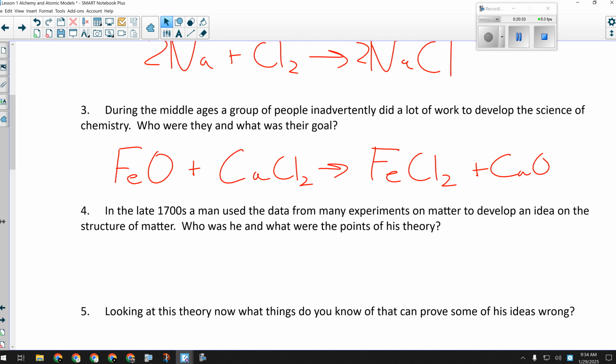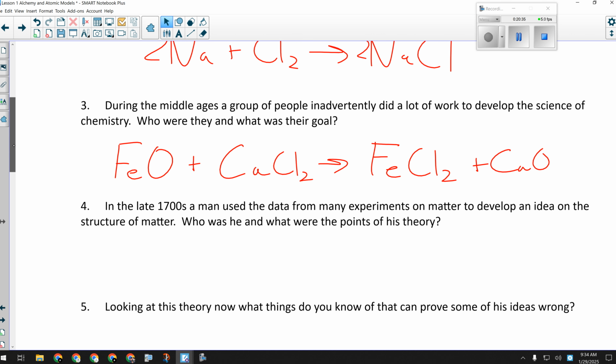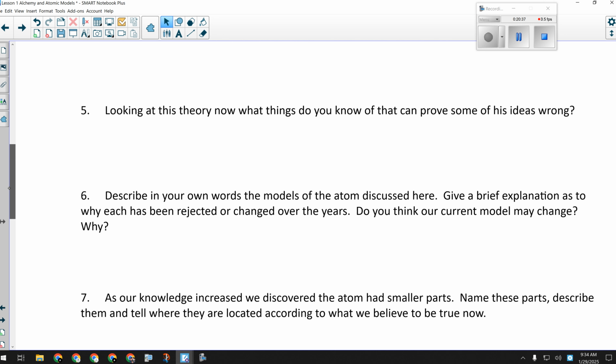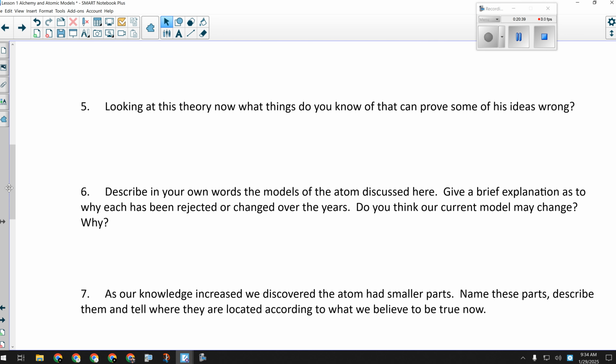All right. Now, looking at this theory, question number 5, what things do you know of that can prove some of his ideas wrong? What's something we can do now that he said was impossible? He said atoms are indivisible. Are they?